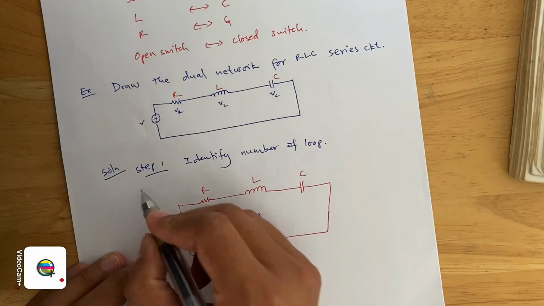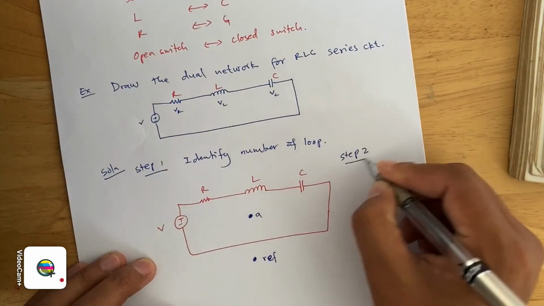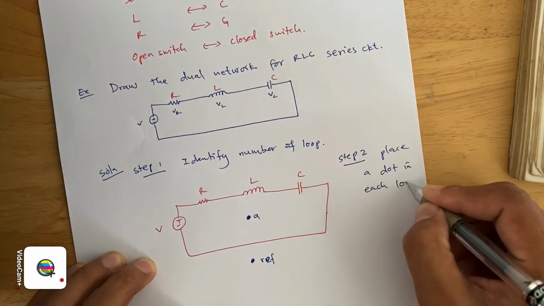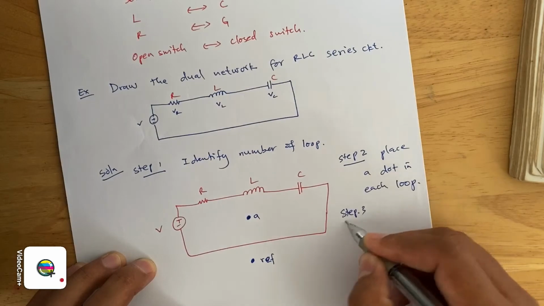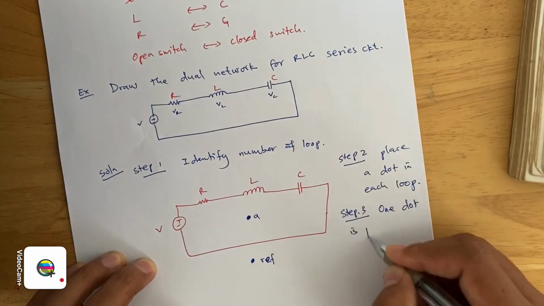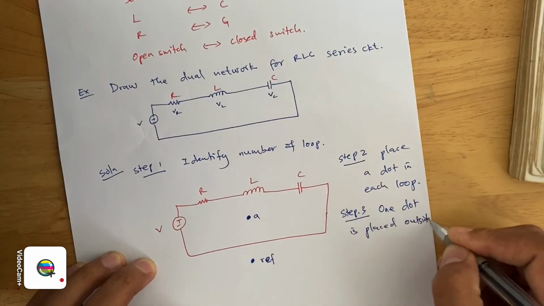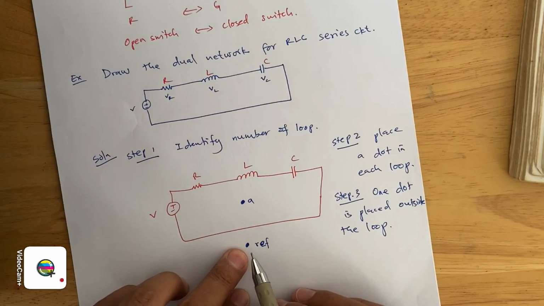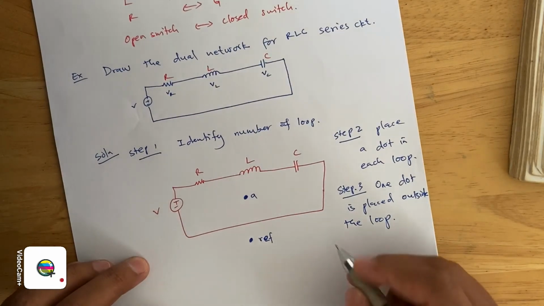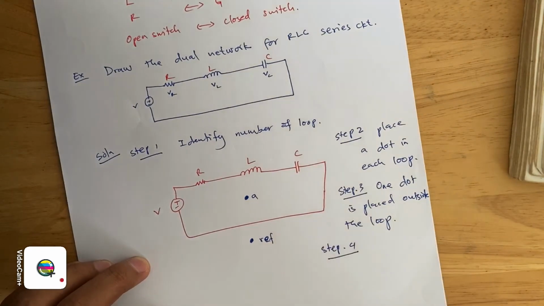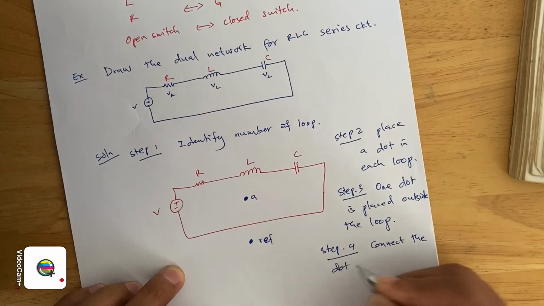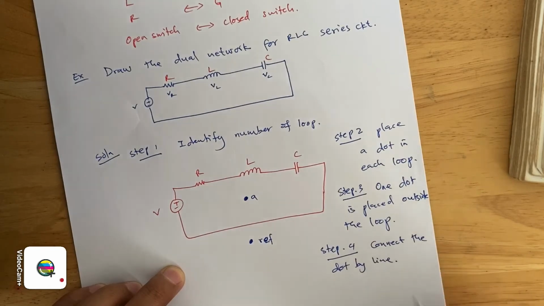And then in the second step, step 2, place a dot in each loop. And then step 3, one dot is placed outside the loop. Now this step 3 is the reference node. And then in the fourth step, step 4, we have to connect the dots by line.